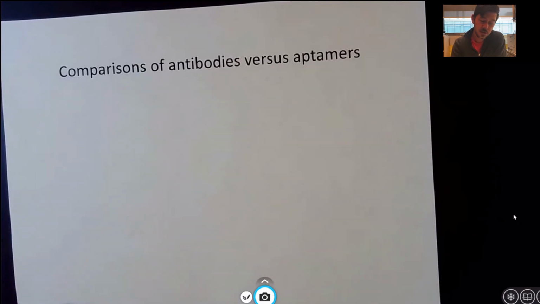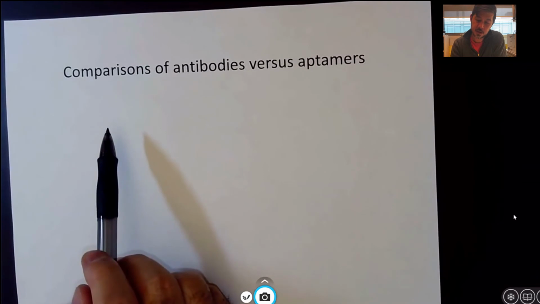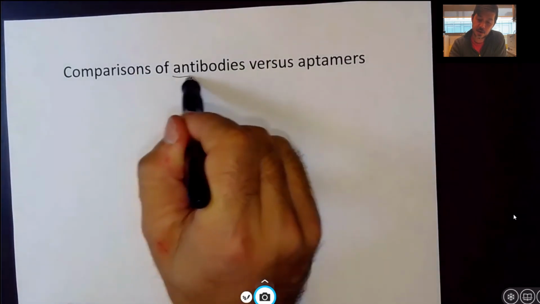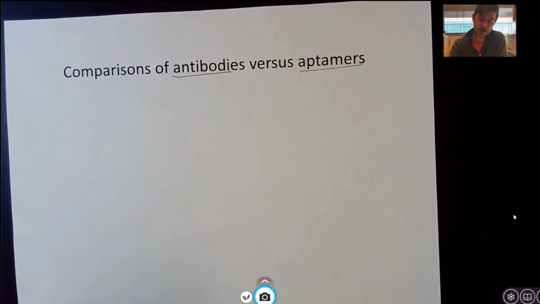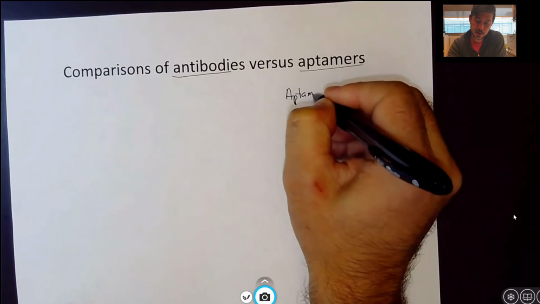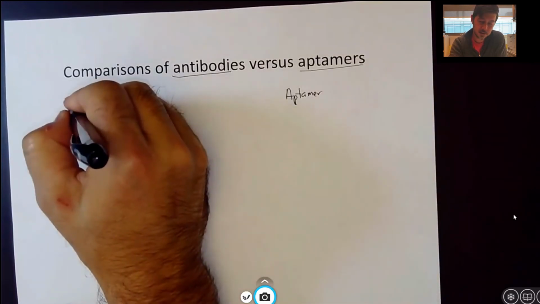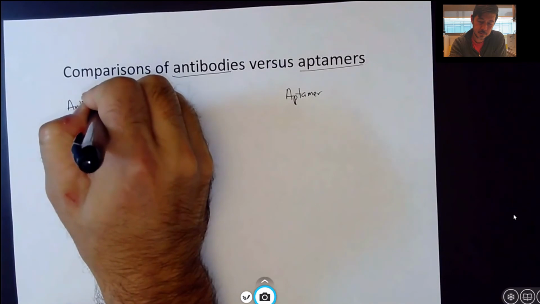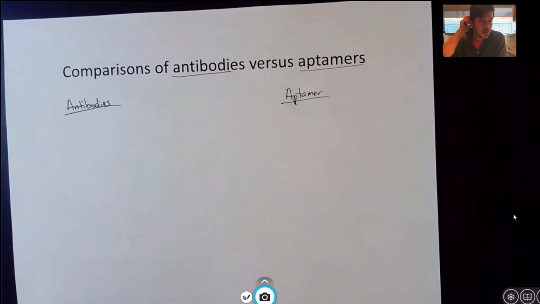Now, I just want to highlight some comparisons of using antibodies versus aptamers. Okay, so we haven't talked about antibodies, but let's compare their pros and cons. Let's start with antibodies. I know a lot of students here may not know exactly how antibodies are raised and developed. Essentially, to raise an antibody, whether it's for pharmaceutical development or as a research tool in the lab, typically you need to use an animal.